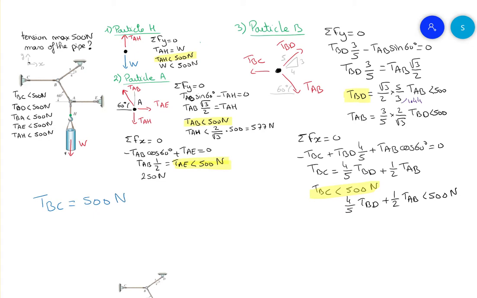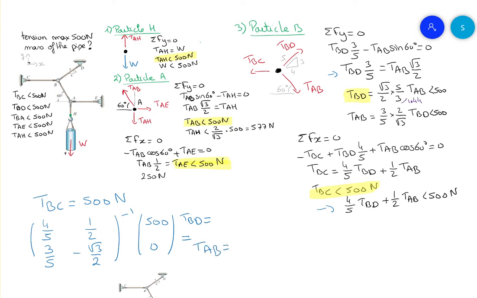We have the little matrix. Let's do that. 4 divided by 5 for TBD plus 1/2 for TAB is equal to 500, right? These equations. And I will now use these equations for the second line for the same diagram. So it's 3, 5, and minus square root of 3 divided by 2. So the first one will be TBD, and the second one will be TAB. Let's check if they are below 500.